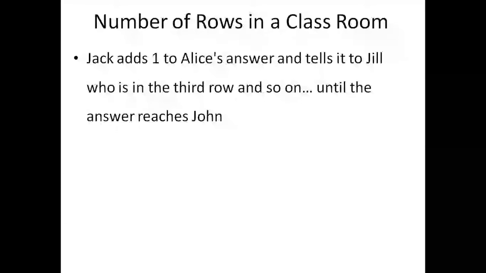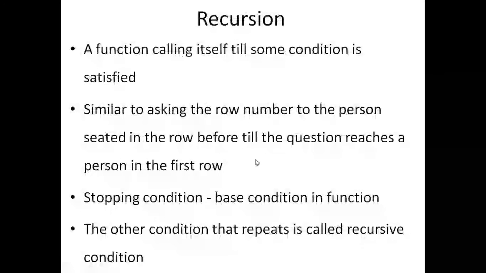And Jill also will do the same thing. He will add 1 to the answer given by Alice and give it to the next person in the row. And they are going to repeatedly do this till the answer reaches John. So when the answer reaches John, he knows totally how many rows are there. Similar to this is only recursion.